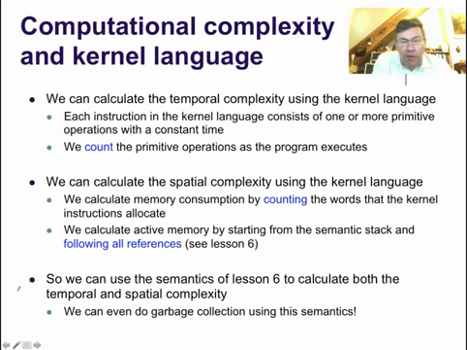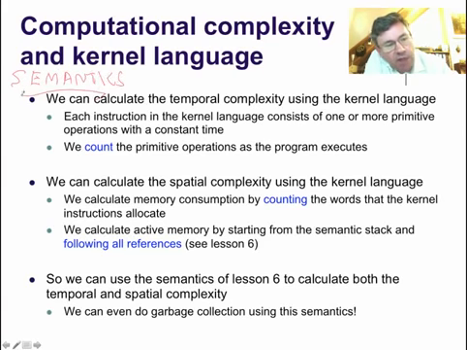Let me make a quick connection with semantics, which will be the topic of next week's lesson. In fact, all of what we've seen in terms of computational complexity can be calculated through the kernel language and through the semantics we will see next week. The temporal complexity is the easiest. Each instruction in the kernel language has primitive operations, and we can know how many there are. We just have to count them.